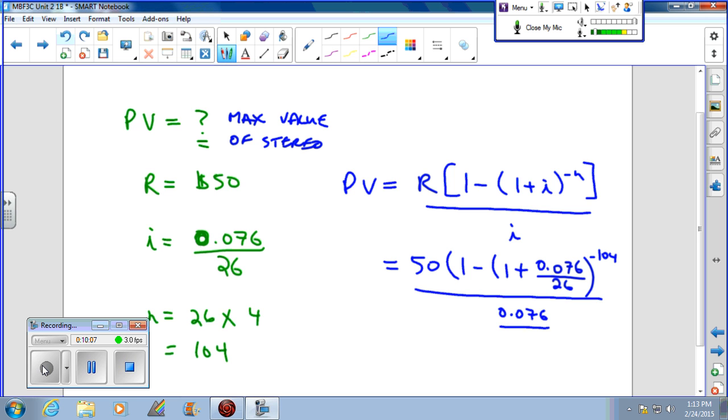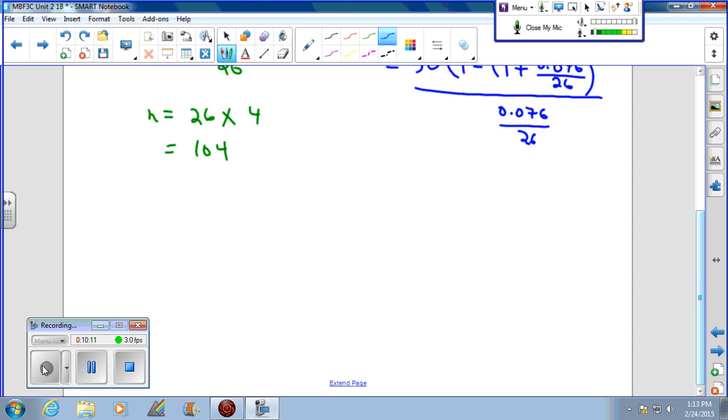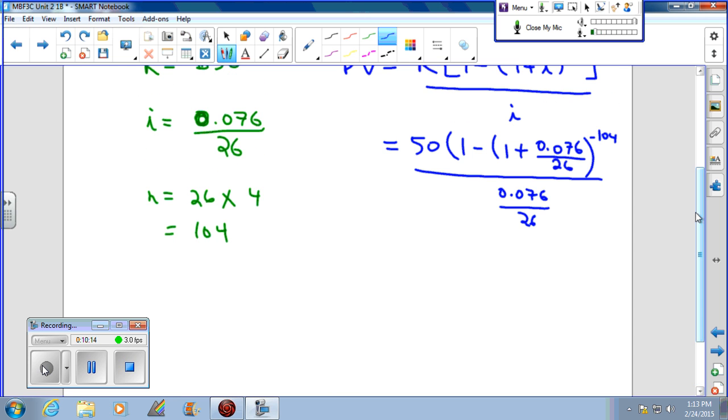0.76 divided by 26. Okay, I think that's everything. I think we got it. I'm going to extend the page here, give me a little more room, and I'm just going to move over to the left a little bit. So now I have to grab my calculator and work out all this, and hopefully I'll not make any mistakes here.